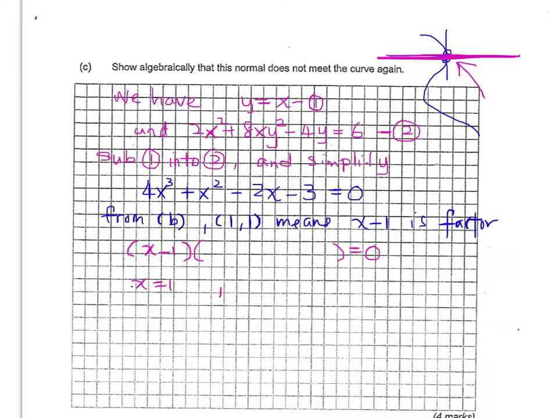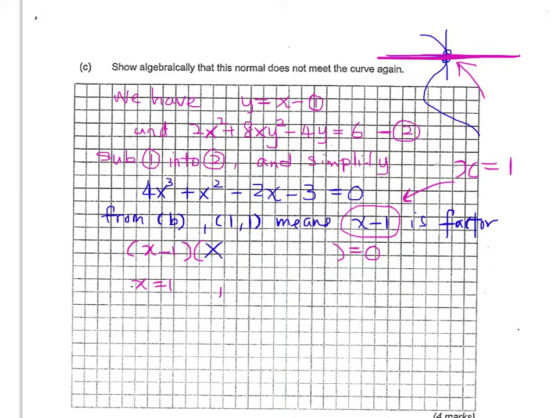pass through, and that implies that x minus 1 is a factor, because x equals 1. So I use that to form the factor. So I know then this is a factor, and I just need to know what the quadratic is. So let me try that.